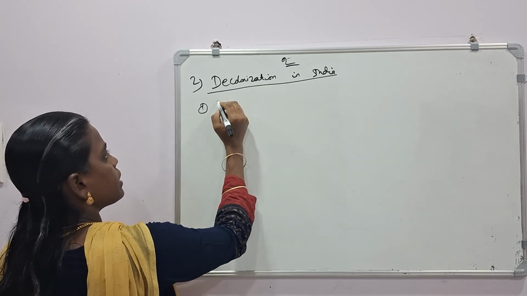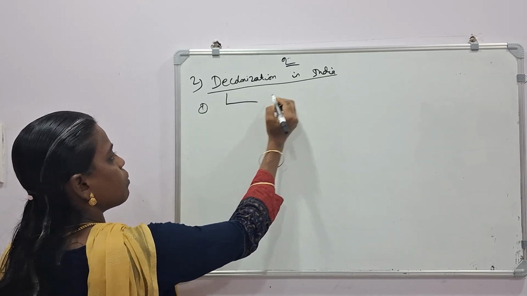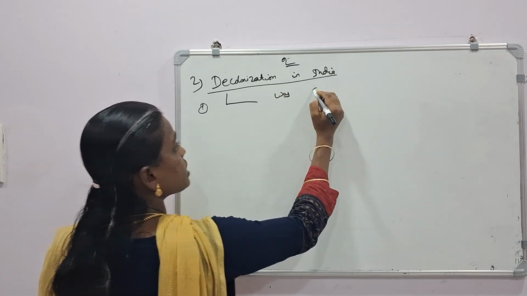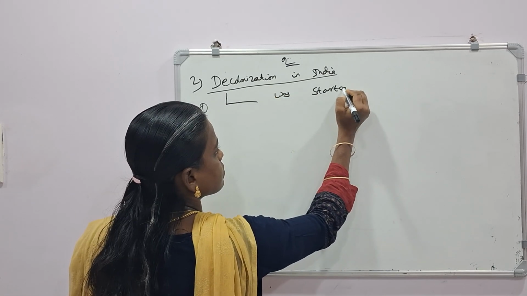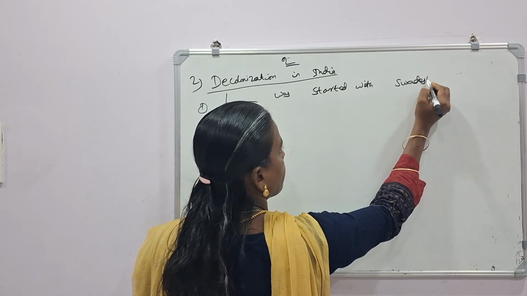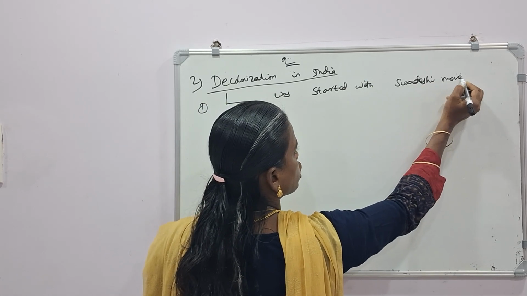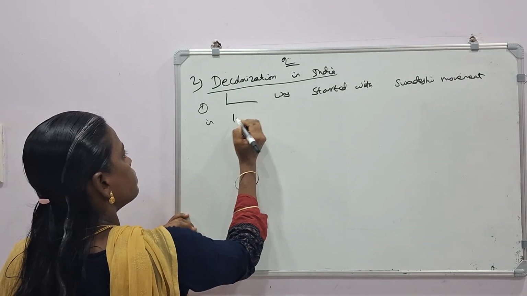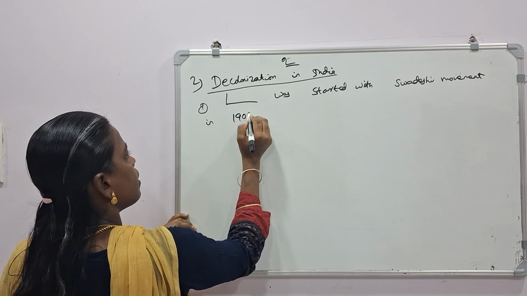First point, decolonization in India was started with the Swadeshi movement in 1905.